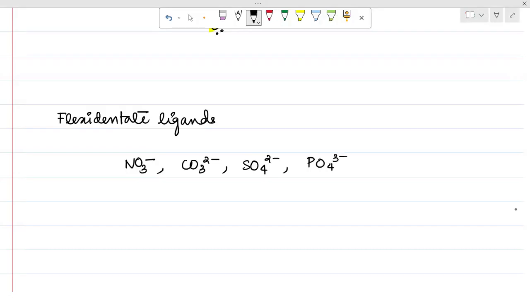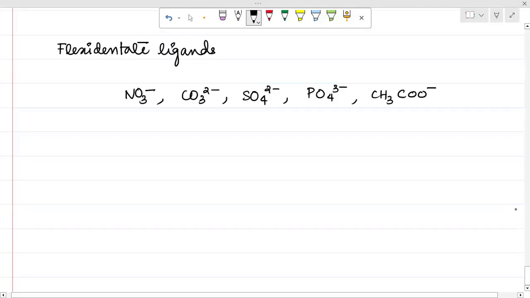Next one is flexidentate. By the name flexi, you can understand it is flexible. Okay, you write certain examples. NO3 minus, this is being asked. CO3 2 minus, SO4 2 minus, PO4 3 minus, CH3COO minus. These are all examples of flexidentate ligands.